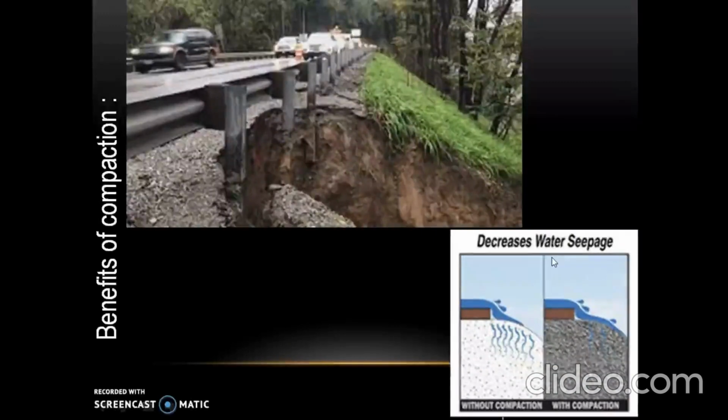Compaction also decreases water seepage. Here we can see that there is failure of slope due to seepage of rainwater through the soil mass. So it is very important to compact the soil in order to reduce seepage of water into the soil mass.